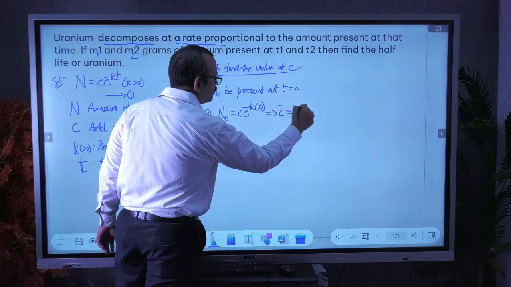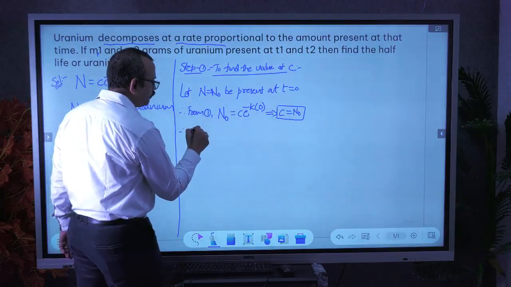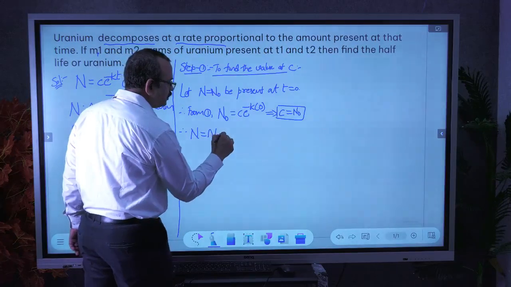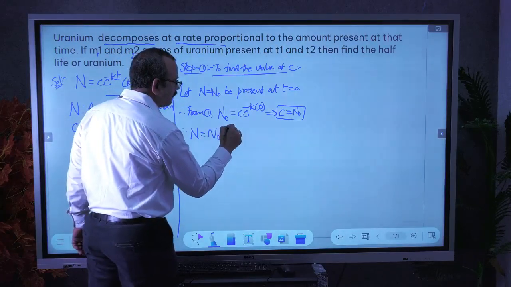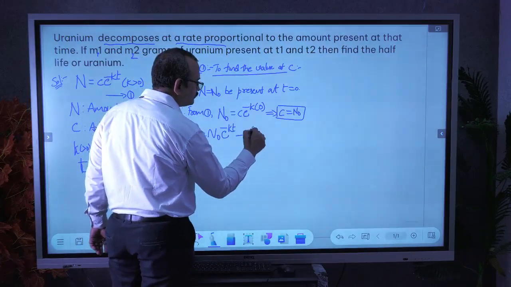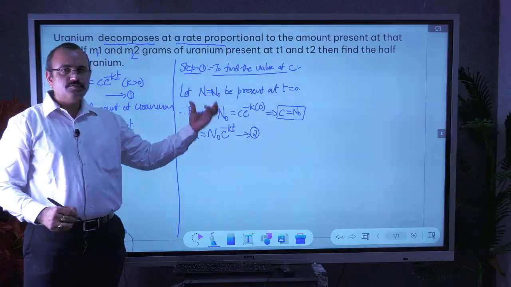So by substituting the value of C is equal to N naught in equation 1, we get the new equation as N is equal to N naught into e power minus kT. So this is our new equation now. From step 1 we got the value of the arbitrary constant.